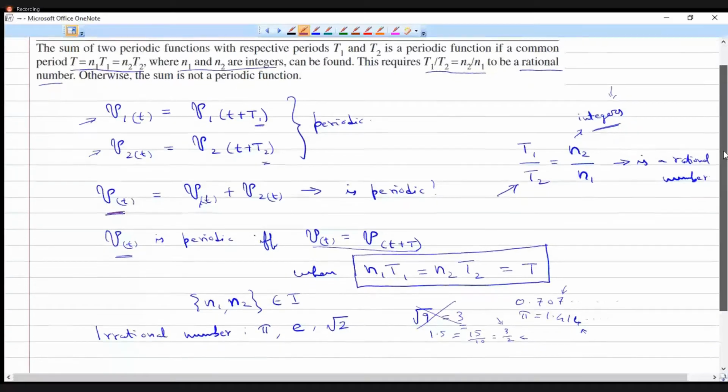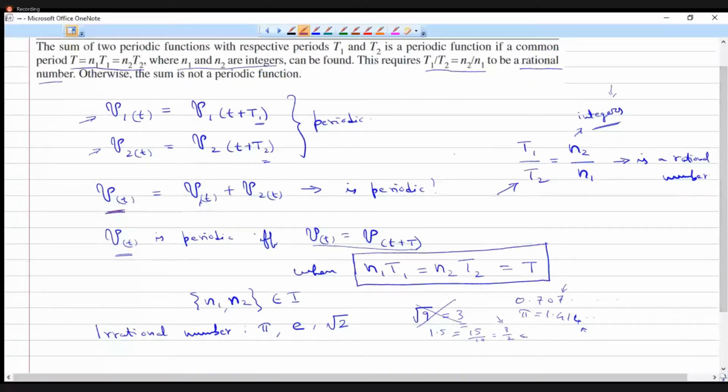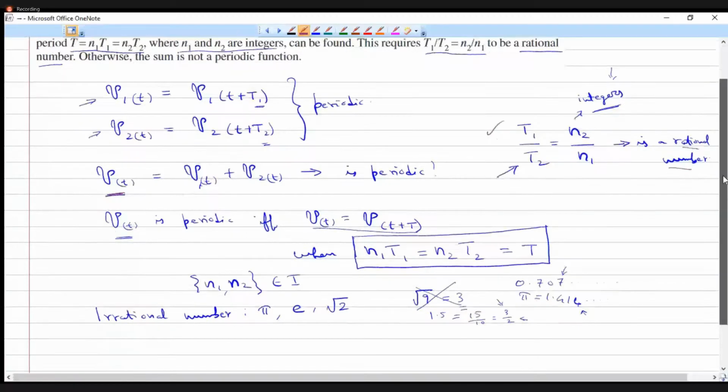That will be periodic if we can express the ratio of T1 and T2, that is T1 by T2, as the ratio of two integers, or in other words, if the ratio is a rational number. If it is a rational number, it will have a fixed number of decimal places, or it could be represented as the ratio of two integers. Then the new function obtained by adding the two periodic functions will also be a periodic function, and its time period, capital T, will be given by cross multiplying these values, so n1 into T1 equal to n2 into T2.